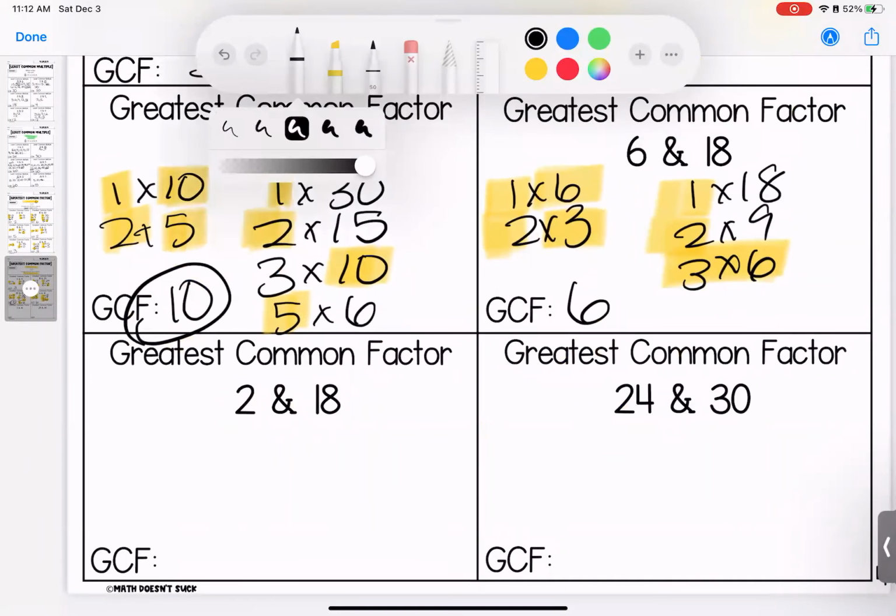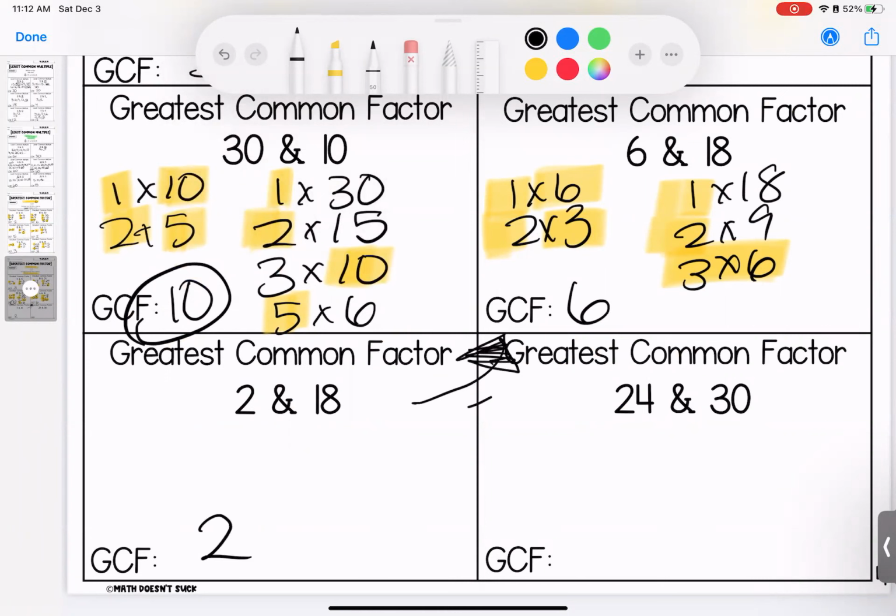All right, we have 2 and 18. Don't do the work twice. We just factored 18 right here. Greatest common factor is 2.